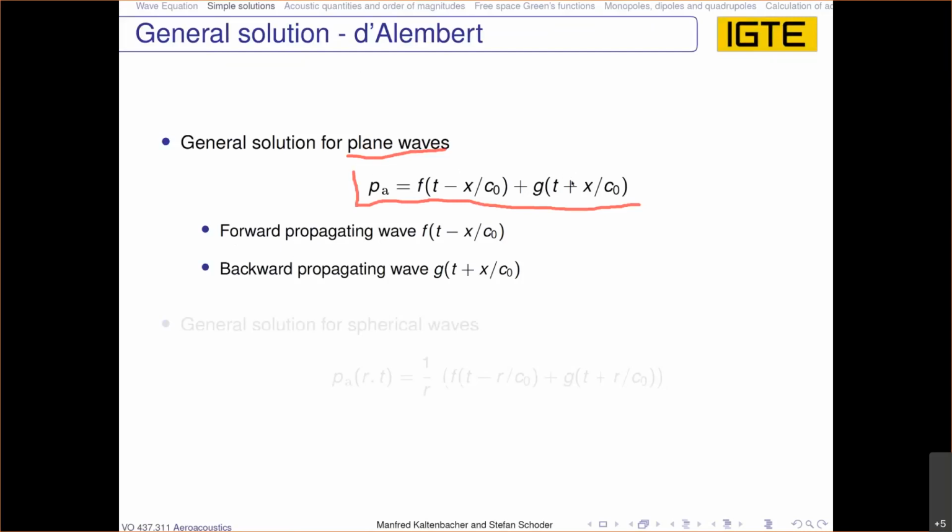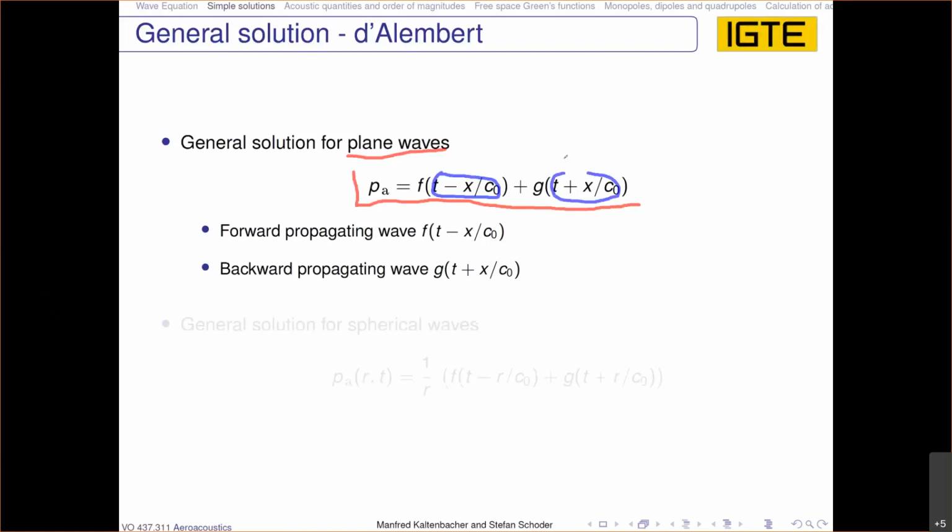Important here is that you look at the arguments. The arguments are t minus x over c0. Be careful, the unit is seconds, and here also the unit is seconds. You cannot subtract two physical quantities with different units. So this is consistent, and here it is almost the same, but it is a plus, nothing else.